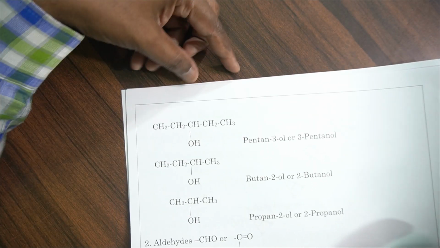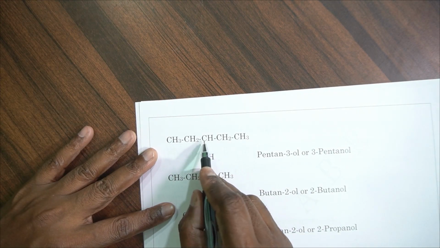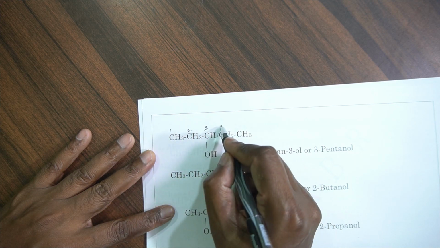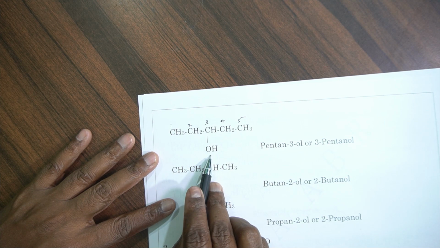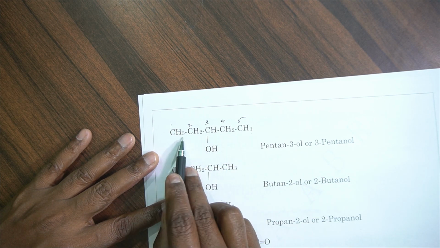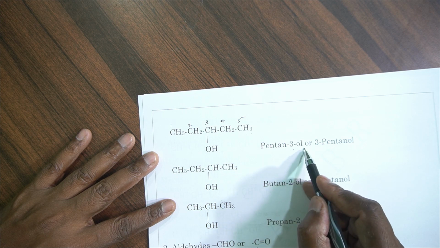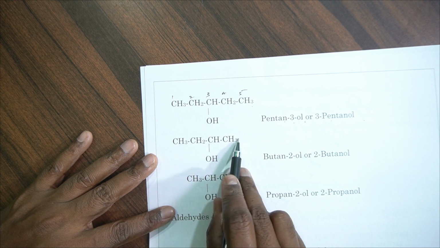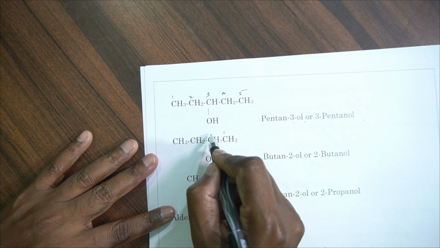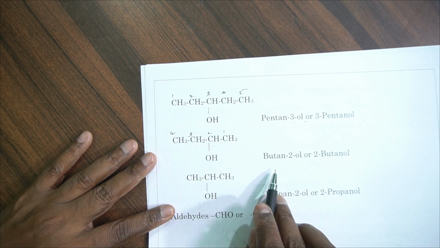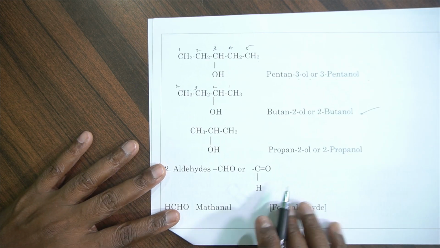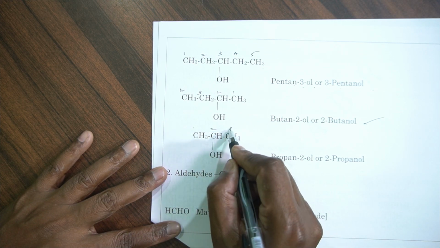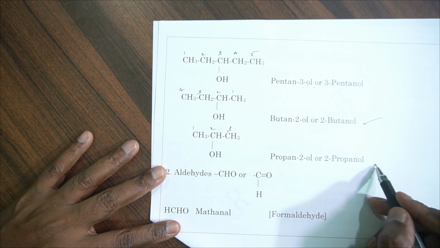Now let us take more examples. Here we have a compound where the OH group is in the middle carbon. Numbering from any side will be okay. It will come to 3 from any side. So 3-ol. What is the root word? Pent. Primary suffix ane. Pentane-3-ol or 3-pentanol. The e is removed. Same way here. This is but, 4 carbon atoms. The OH is in the second carbon. Butane-2-ol or 2-butanol. Now here there are 3 carbon atoms. So it is propane, 1, 2, 3. Propane-2-ol or 2-propanol.